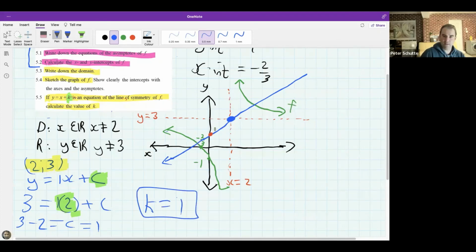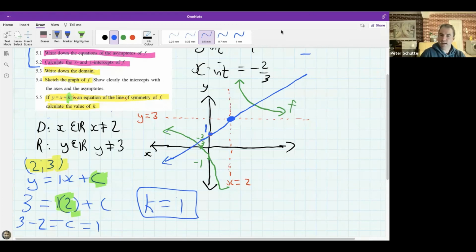And that basically means this thing over here has a value of 1. That's the y-intercept of the line of symmetry, the positive line of symmetry. The equation of the line of symmetry would be y equals x plus 1.